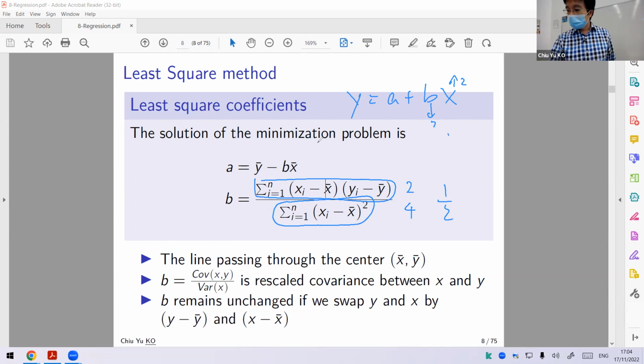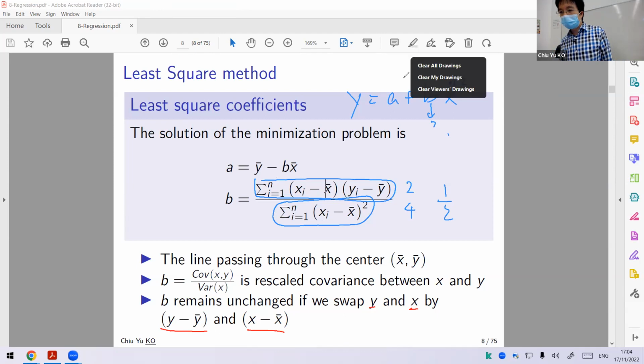And the next is because the data passes through the center, okay? So if you change the data by subtracting the mean, you will still have the same slope, okay? The reason is like this diagram. I think that's easiest to look at the diagram here.